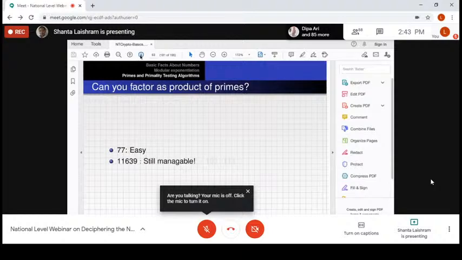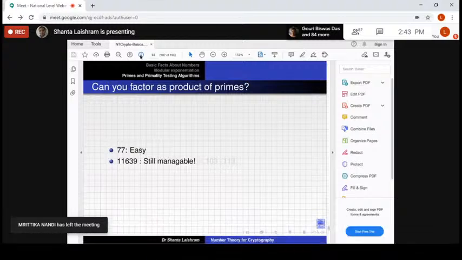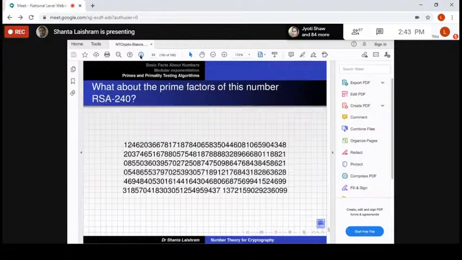If you're given 11639, still you can factor it. The number is a little bit big, but still you can factor it into 103 times 113. So now if I give you this number, can you factor it easily?